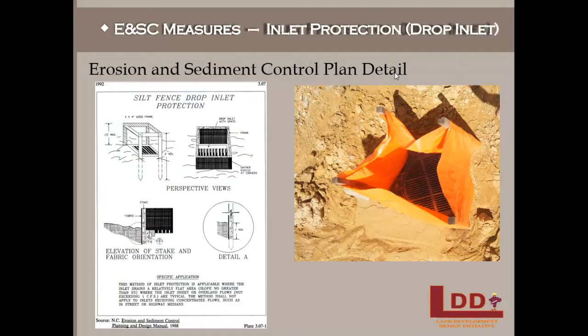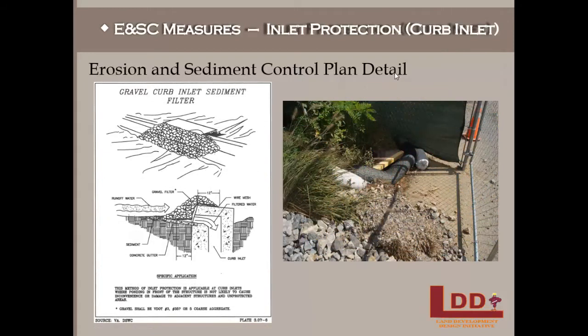As shown in this picture, the filter fabric and wooden stakes similar to a silt fence are used here and shown how to be constructed in the control plan detail to the left. The other type is the curb inlet. As you can see here, stones are often used for this type.